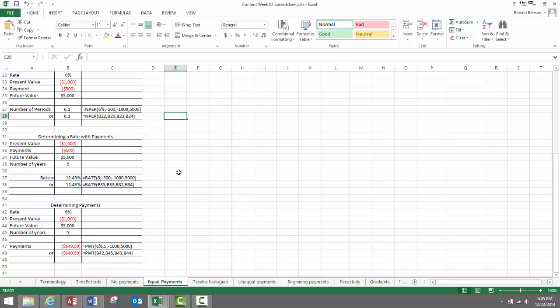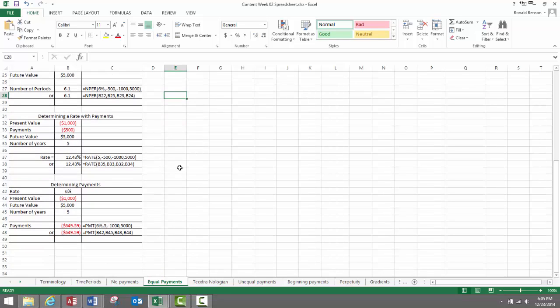We want to determine a rate. Say a present value, we put in 1,000. We're going to make payments of 500. And we want a future value of 5,000. Do this for 5 years. What rate would we need to have to achieve that?